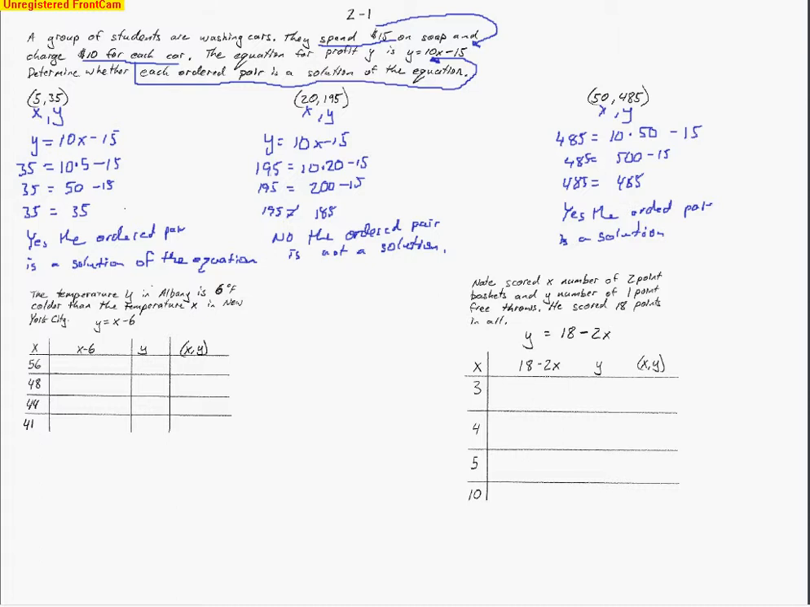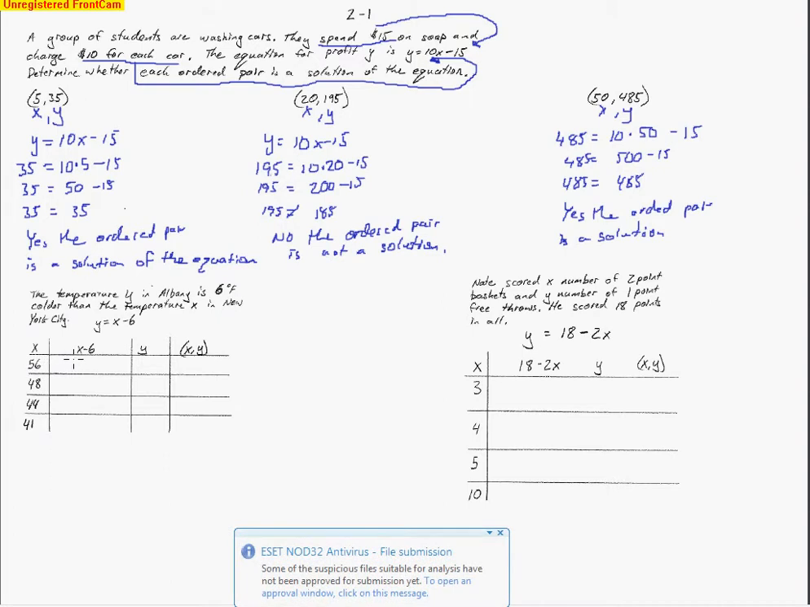Now let's take a look at the next type of problem we'll see. The next one talks about how the temperature y in Albany is 6 degrees colder than the temperature x in New York. So y equals the temperature in New York, minus 6 degrees, equals Albany's. That's the equation they give us. They give us this chart, and we're just supposed to plug in the numbers. So let's say the temperature x, which is the temperature in New York City, is 56 degrees.